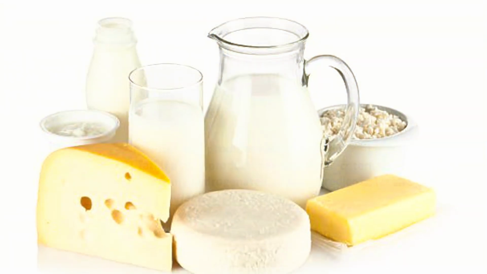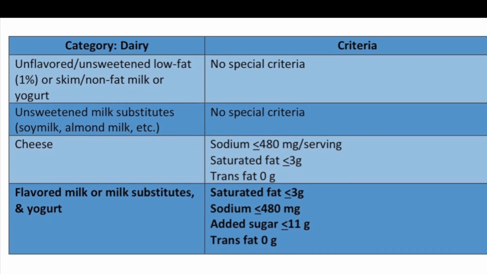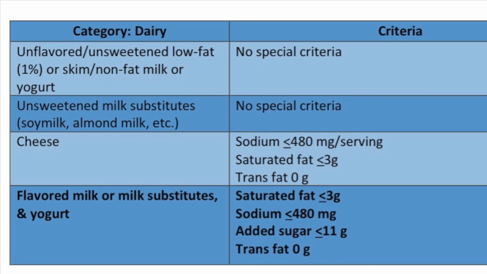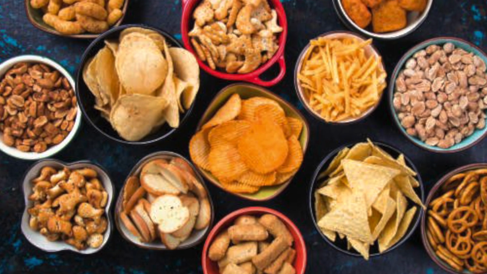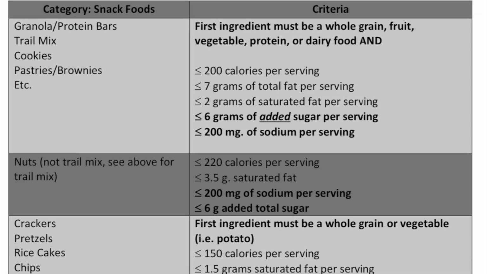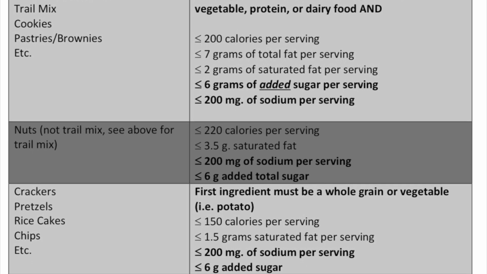Dairy food options highlight unflavored and unsweetened options with reduced fat. Specific numbers again can be found on the item's food label. Snack food options are also important to highlight. Watching calories, fat, sugar, and sodium content can help you identify these healthier choice selections.